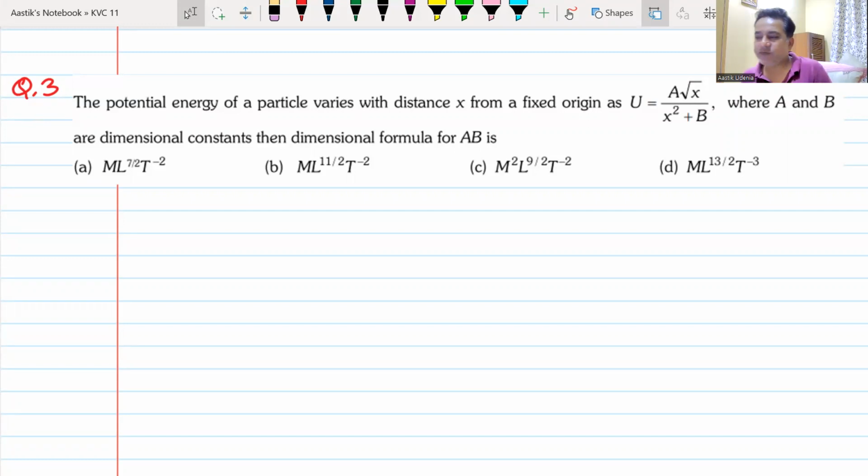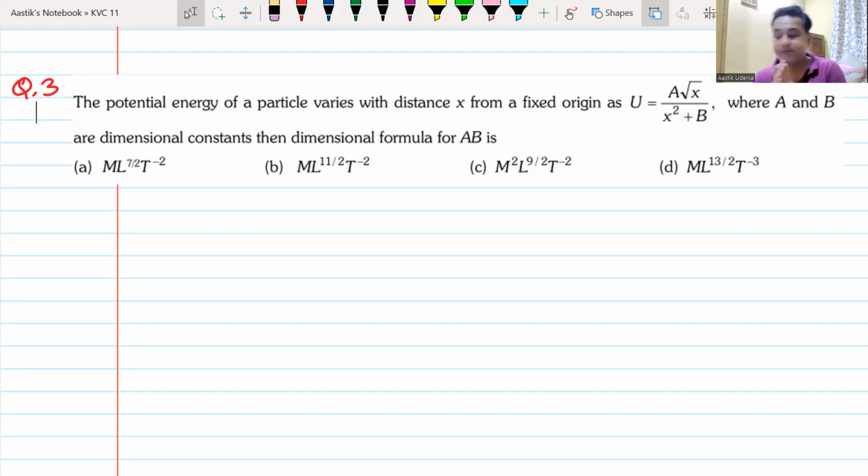The potential energy of a particle varies with distance x from a fixed origin as U equals A root over x divided by x square plus B, where A and B are constants. Obviously, we understand it's a constant. Find the dimensional formula of AB.